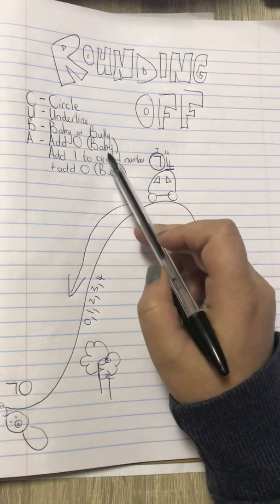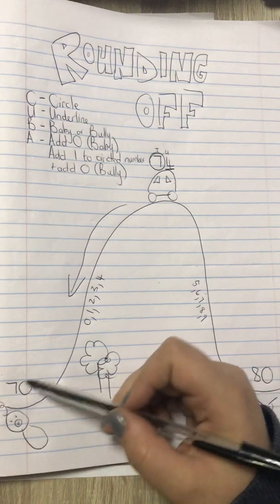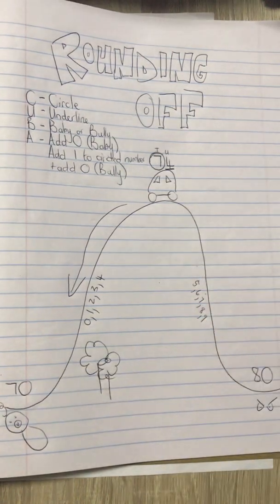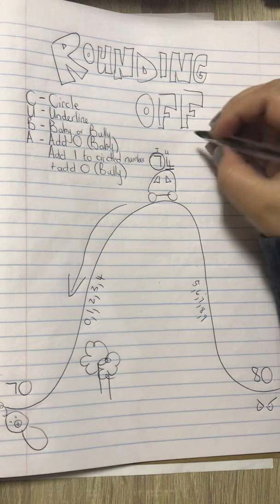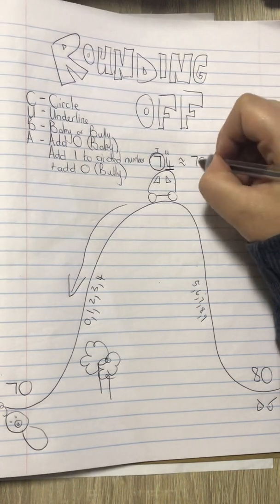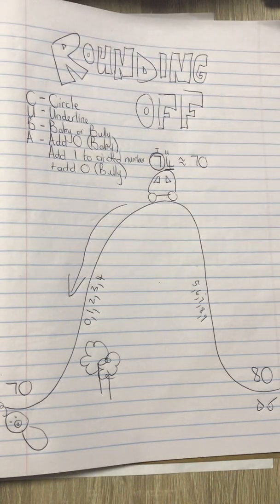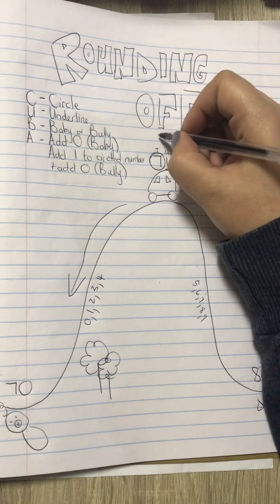So they say add 0 to the baby side. We already did that. We replaced the 4 with the 0. So 74 rounded off to the nearest 10 will be 70. I'm going to do another one.